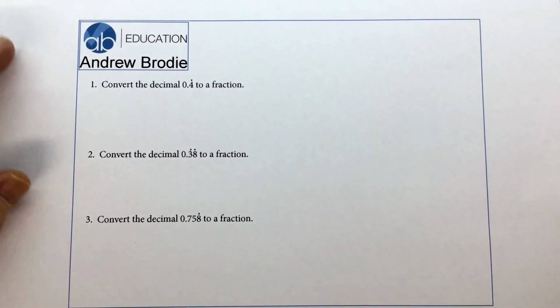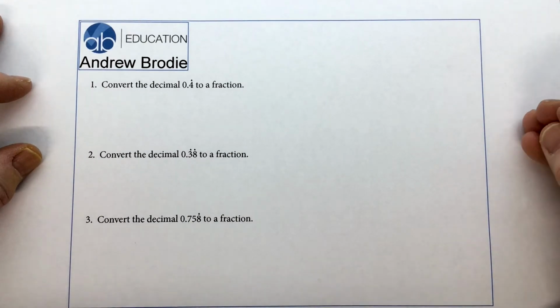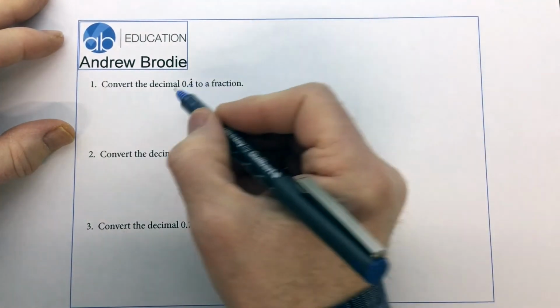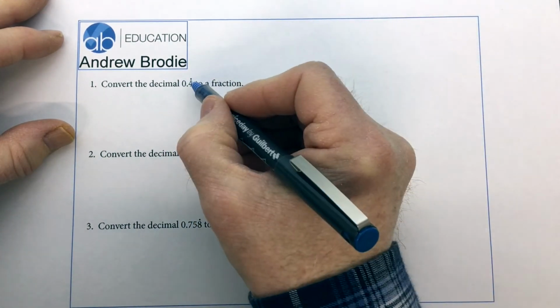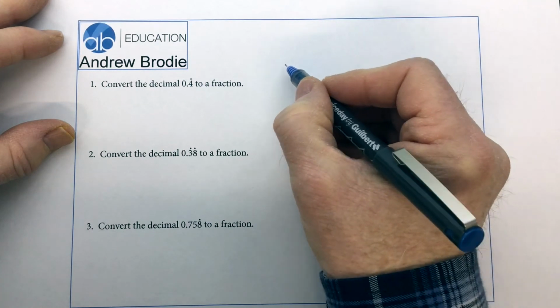And here are 3 questions for you to try. Pause the video and then I'll give you the answers. So here are the solutions. First of all, this one, well, it's only got 1 digit after the decimal point that keeps recurring. So this is quite a nice easy one.